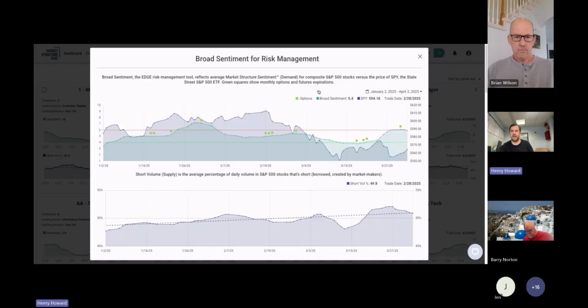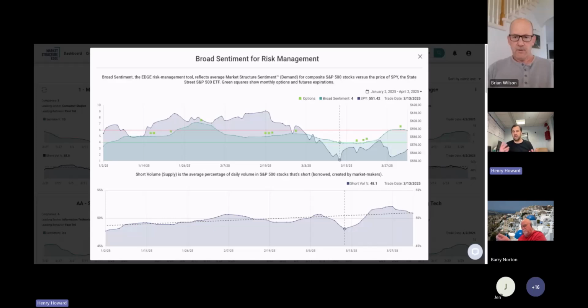The other thing that we're looking at is short volume. All of this is based off the State Street S&P 500 ETF. We look at the inflows and the outflows from that, and we also look at short volume. We call that supply. What we're looking at on this bottom graph is supply. I can take this graph back further, I won't right now. You can see 52.1% is historically very high. Even if you go back a couple weeks ago, it was closer to 48% down here.